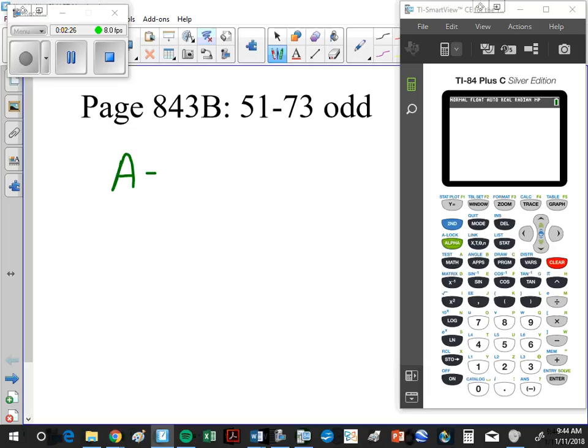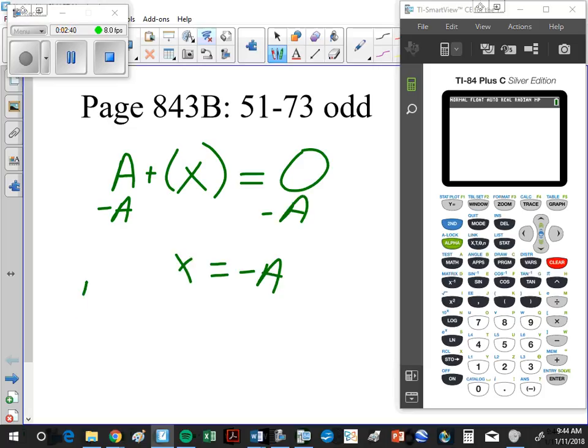Okay, let's look at addition. If I had a plus some number equals 0, how would I find what the inverse is? I would subtract a, and I get x is equal to -a, which means a and -a are inverses. So how do I find the inverse of a matrix? Well, first, we need to remember that matrix multiplication is not commutative. And we could talk about the identity matrix for addition. What would the identity matrix for addition be?